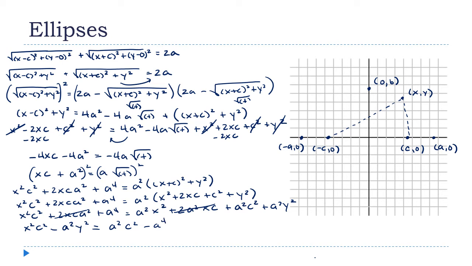Whew. Okay, let's see. Now what? Believe it or not, we're almost there. This is a squared times c squared minus a squared.